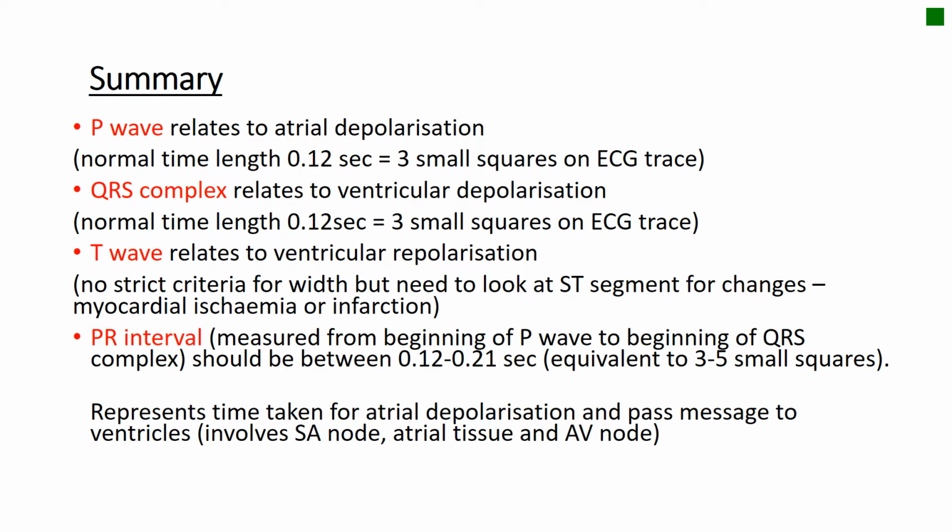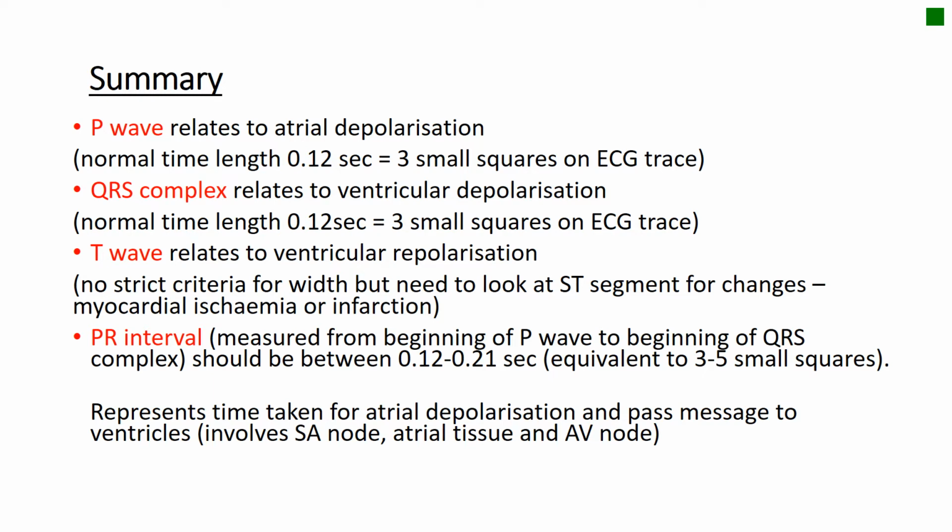So to summarize this, the P wave relates to atrial depolarization. The normal time that takes is about 1.2 seconds, which is equivalent to 3 small squares on the ECG trace, assuming it's going at 20 milliseconds on the paper speed. The QRS complex relates to ventricular depolarization. Again, it's the same time as a P wave. It's about 0.12 of a second, 3 small squares on an ECG trace.